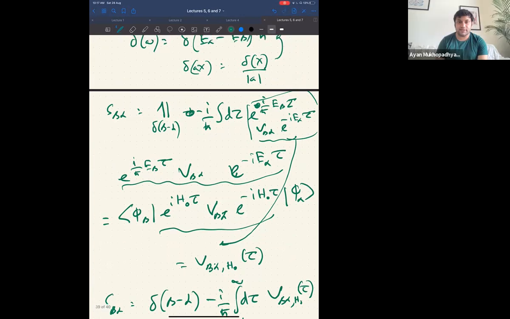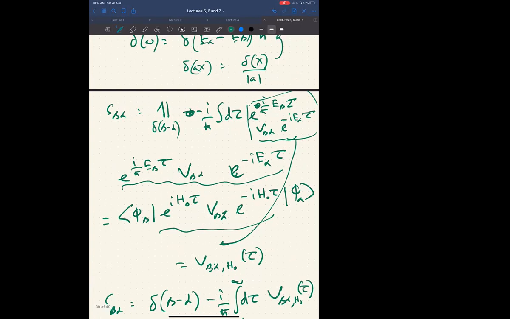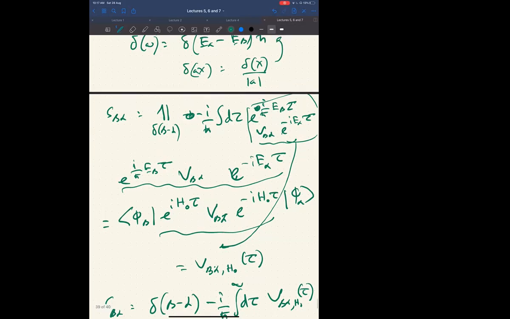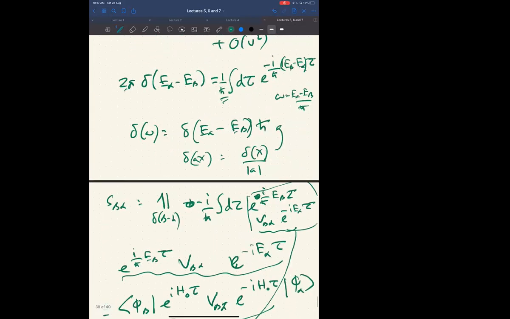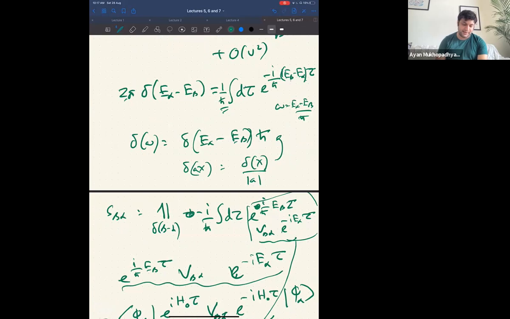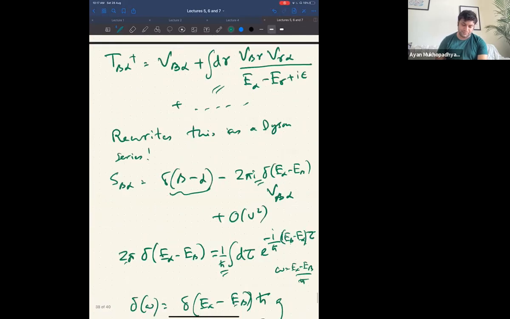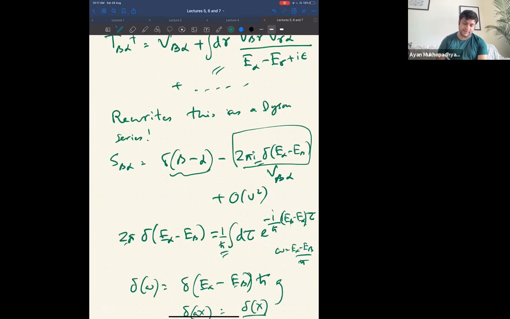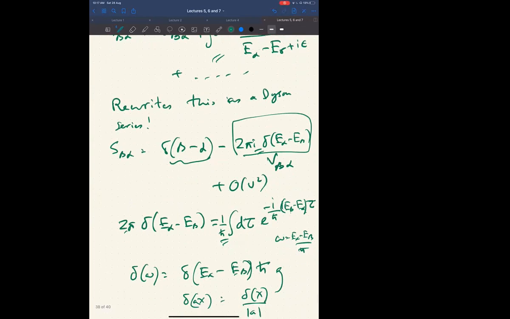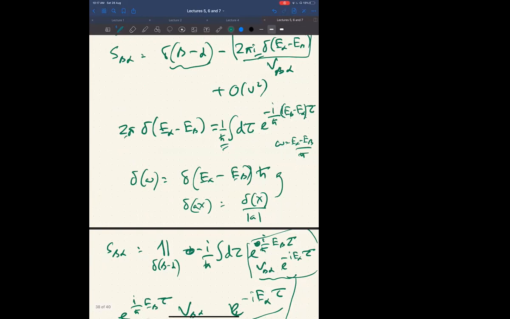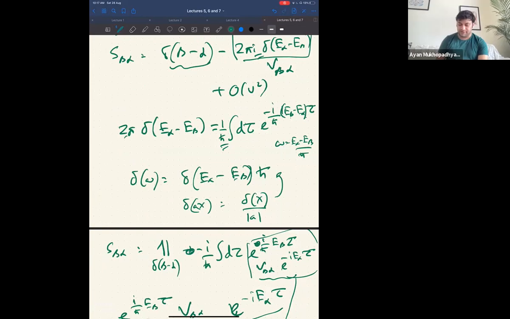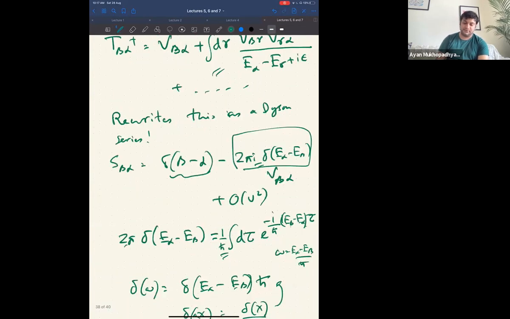Sorry, Akshay. Sir, I was asking about this expression, S beta alpha equals delta beta minus alpha minus I by h bar, where you used the exponential I E beta tau V beta alpha. Well, here I simply replaced 2 pi I delta of this object by the integral. Okay. But sir, then how do we use that? Well, V beta alpha can be taken out of the integral because it has no time dependence, right? So I simply replaced this by the integral.